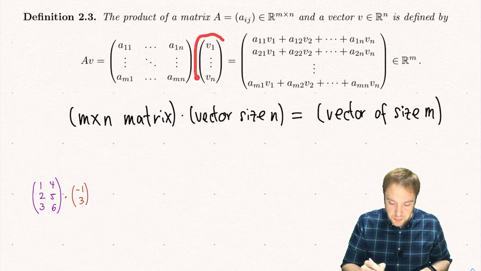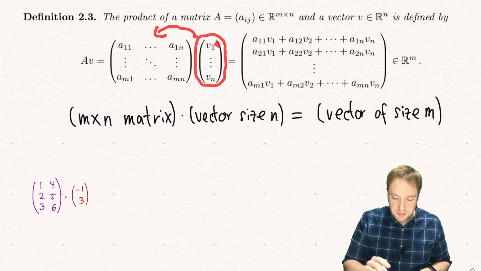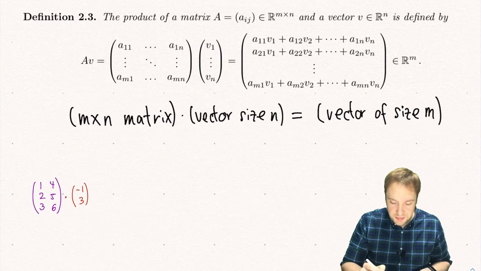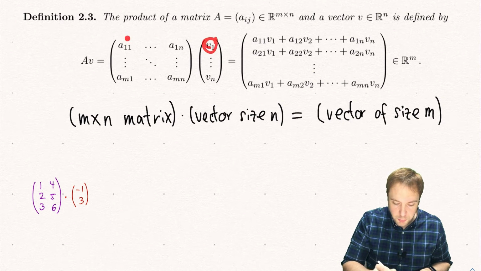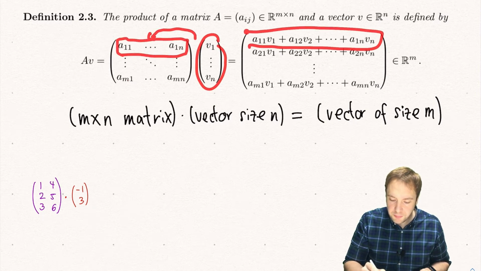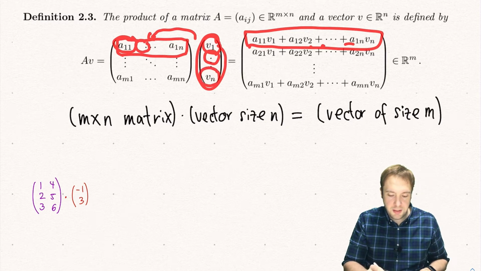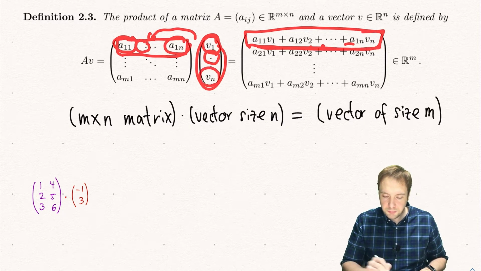Well, what you do is you take this vector and, so that's how I always think about this, I put this on top. So here this v1 will get multiplied with each entry here. So I take this vector and put it here on top. And to get the first entry here, I multiply a11 with v1, a12 with v2, and so on, and then in the end I multiply vn with a1n.